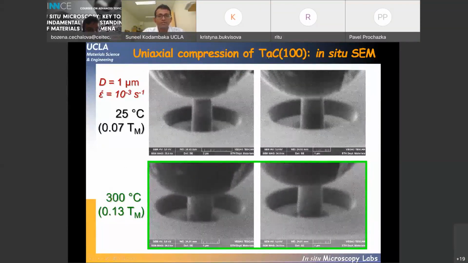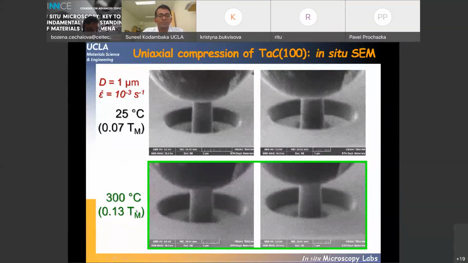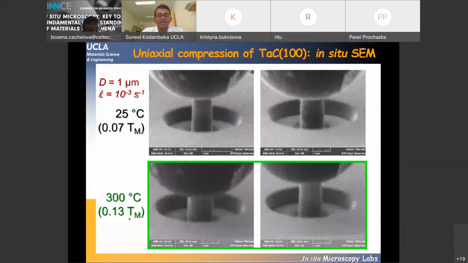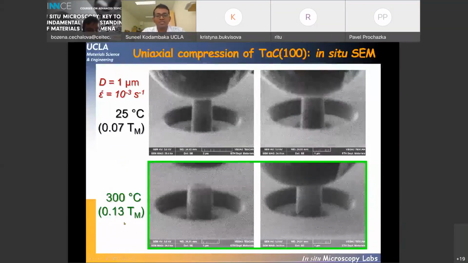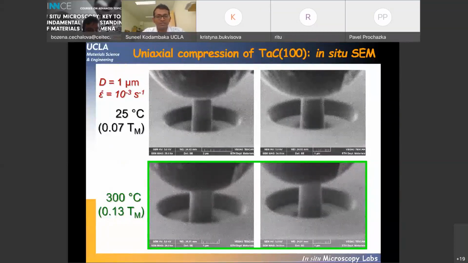So tantalum carbide melts around 3000 C. And so with respect to the homologous melting point, it's only about 10%. And so one does not expect any significant atom motion at these temperatures, and the dislocation mobility also should technically be very limited. But what we see is very interesting.